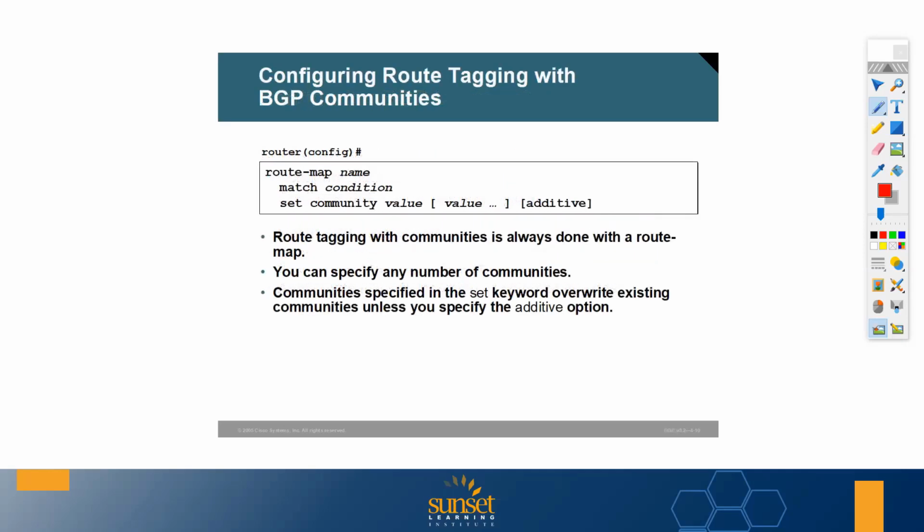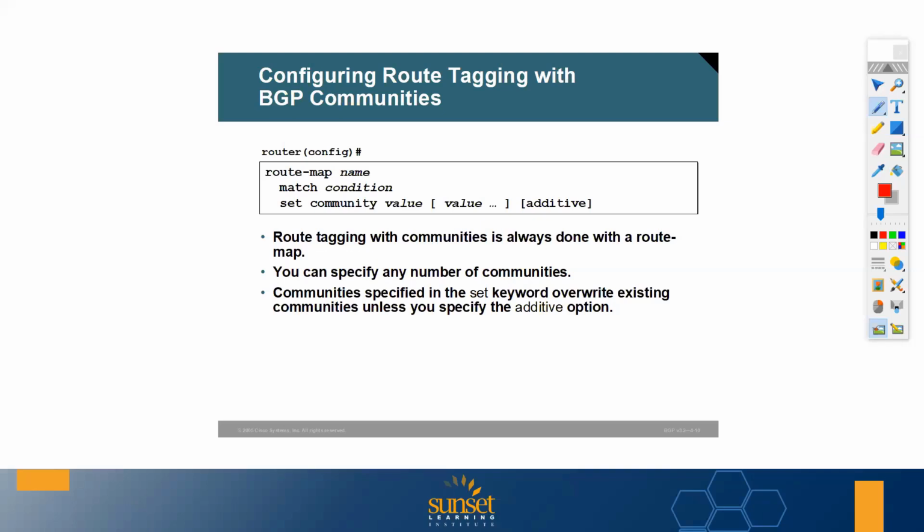Again, in global config, you create a route map. You'll name your route map, match a BGP community string access list, and from there you can set a different value. Or I can create a route map, match a certain individual route, and set a community value for it.